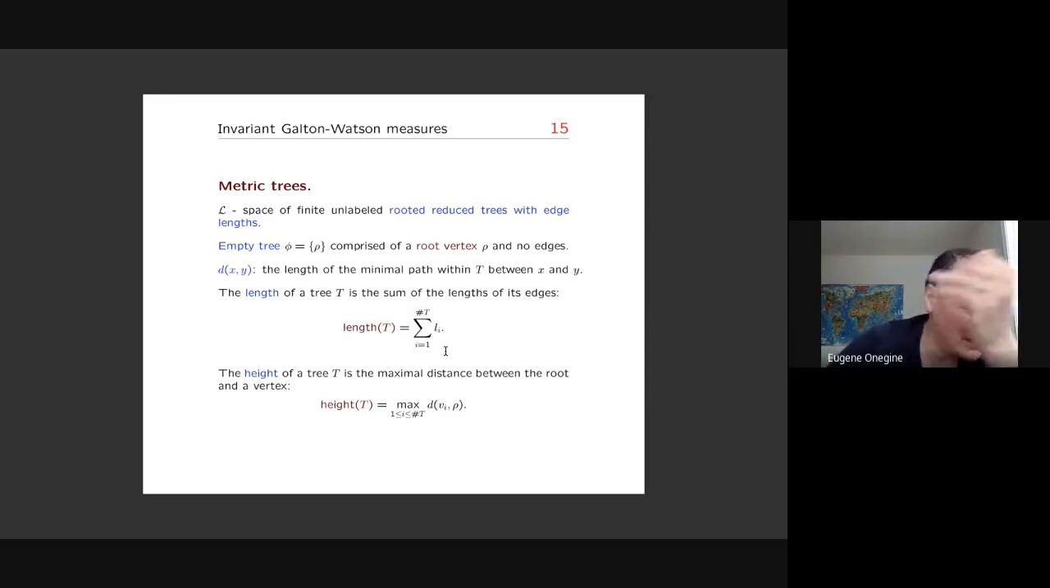So let's look at a more general case. Let's look at the space L of trees. They're also rooted, they're also reduced, but they also have edge lengths. So each tree is a metric space. So we still have the empty tree consisting of the root. We have a length function.